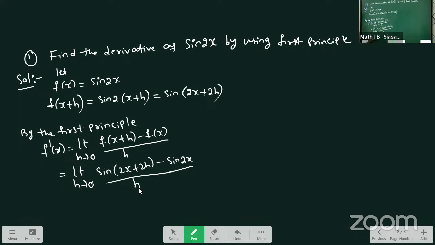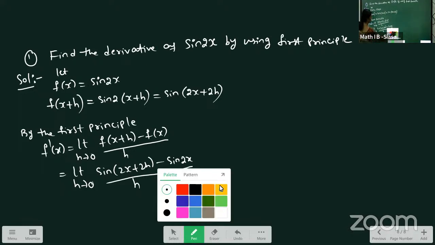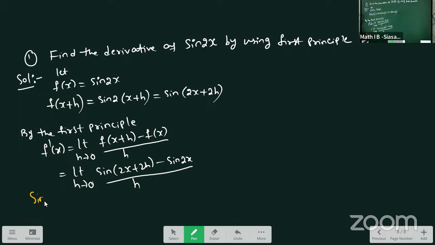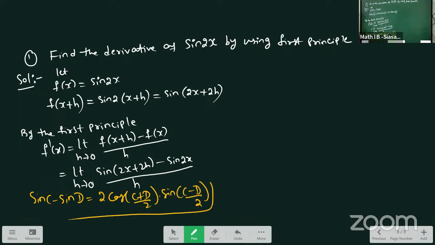Now, apply the formula. Which formula we have to apply? Transformation formula, sin c minus sin d. Sin c minus sin d formula: 2 cos c plus d by 2 into sin c minus d by 2. So, apply this formula to the above step.